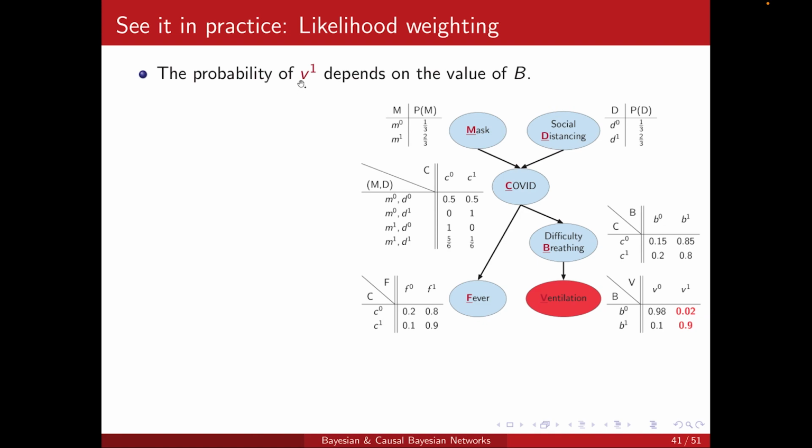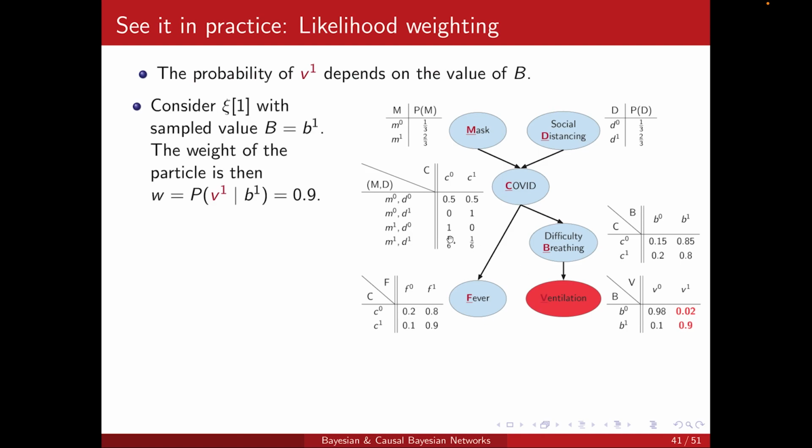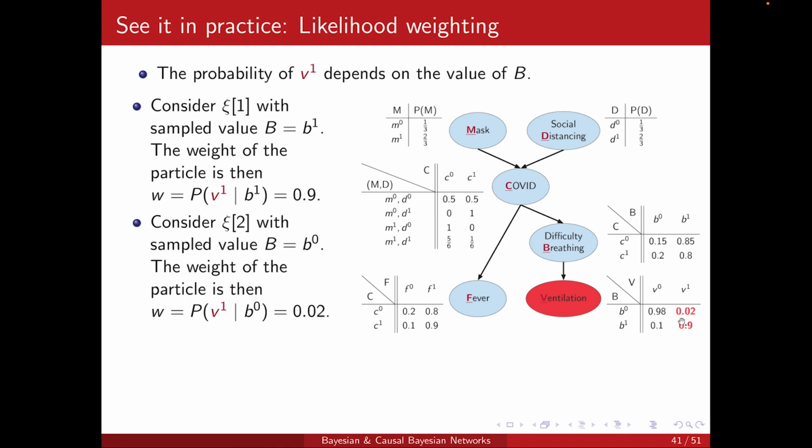We know that the ventilation should be set to 1, so we're talking about this value. V0 is not there, it's only V1. But if I sample a particle, and I see that the value of B is B1, for example here, then the weight corresponding to V1 is 0.9, and otherwise it's 0.02.